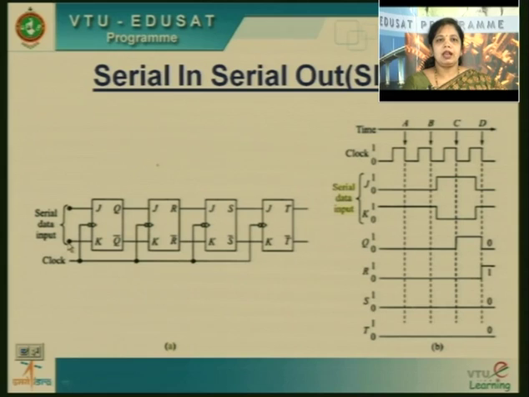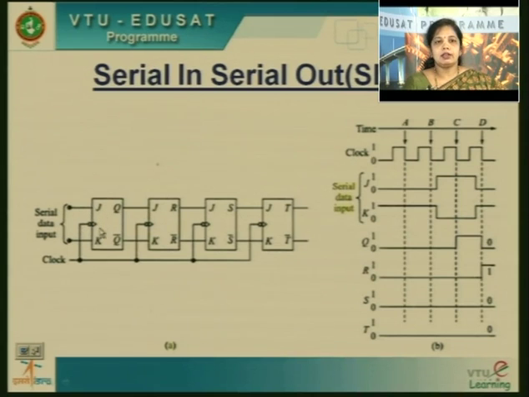I am going to apply my data inputs to J and K here, with respect to the clock's negative edge. We have taken the clock cycles as A, B, C and D, and we are providing the inputs here. For example, if I give J as 1 and K as 0, J is 1 and K is 0 is nothing but the set condition. That means the output of the first flip-flop is logic 1.